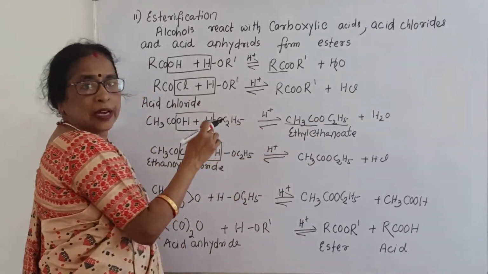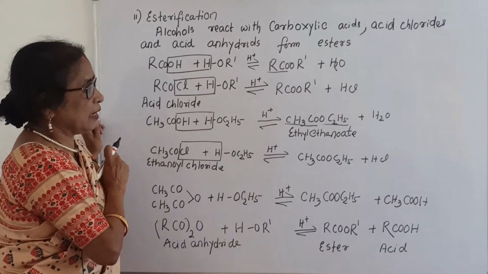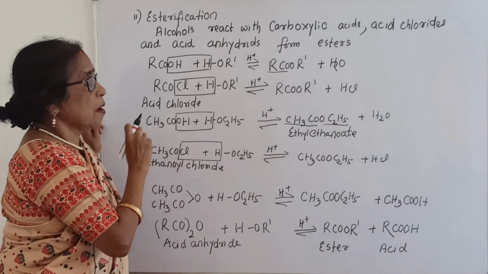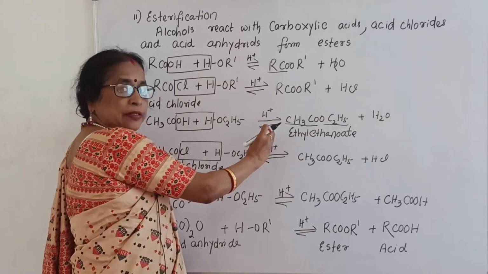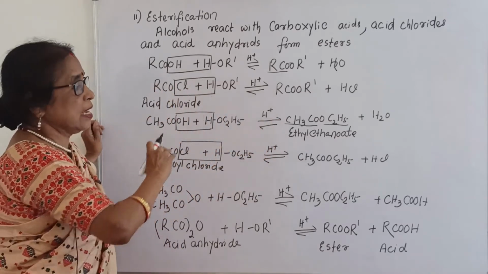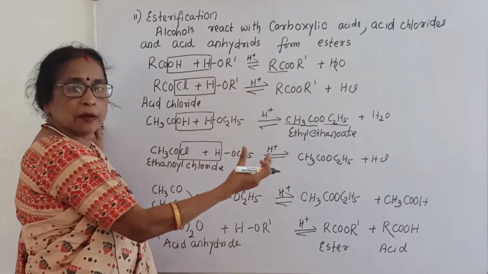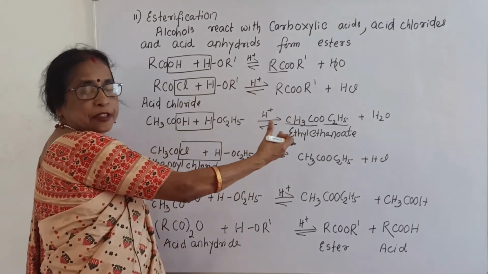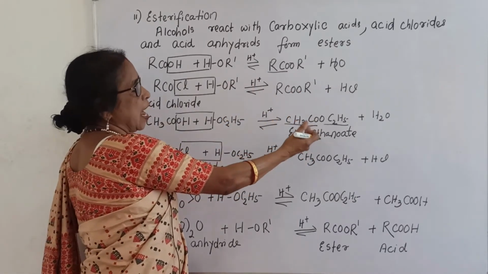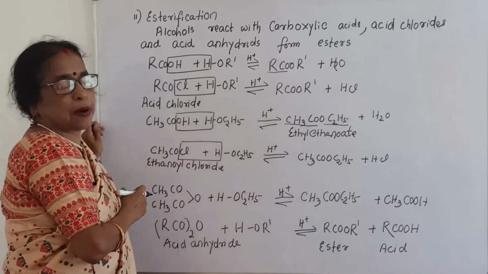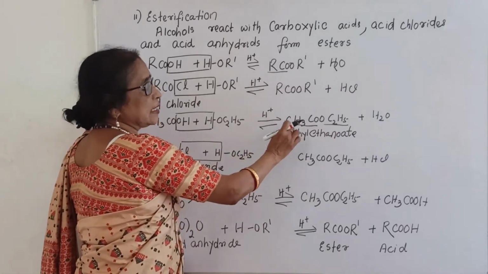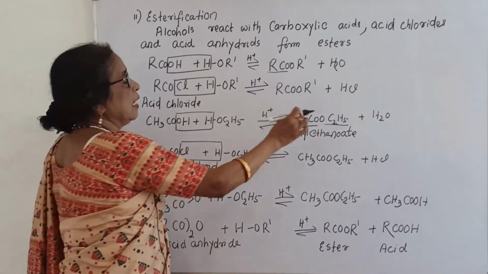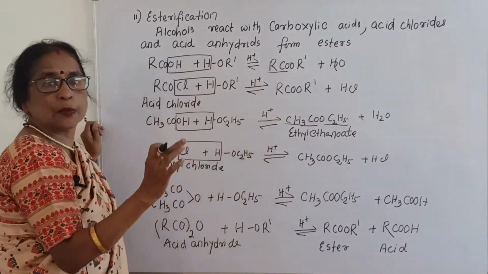Generally students face difficulty naming the ester, but remember: the left side is from the acid part, and the right side is from the alcohol part. When you name it, you start from the right side, giving that name, and next is the acid part. So it is ethyl acetate by common name, ethyl ethanoate by IUPAC name.